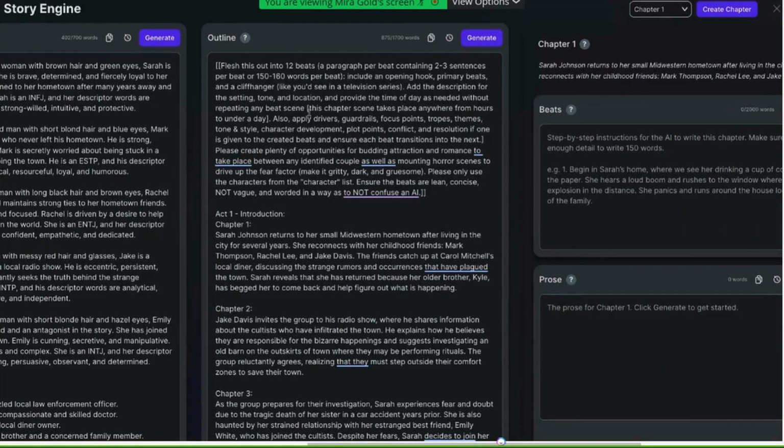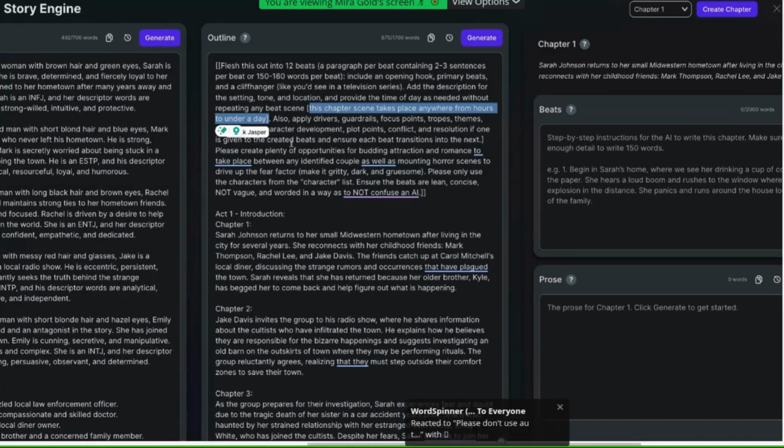I'm asking it to add a description for the setting. I want to know where they're at. I want to know the tone. So even though I gave it a tone, I'm asking for the AI to give me tone also. I want the time of day as needed without repeating any beat scenes. So I like my stuff to move fast. Do you notice that I have that within brackets? I want my chapter scenes to take place anywhere from hours to under a day. Now, if this was like a Scottish Highland, maybe I want it to take place across months, then I would specify that.